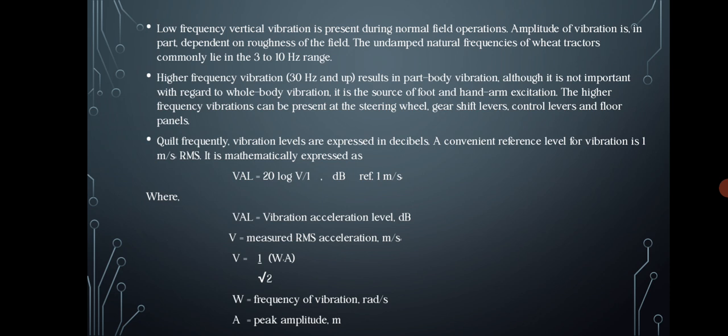The higher frequency vibrations can be present at the steering wheel, gear shift levers, control levers and the floor panel. Quite frequently vibration levels are expressed in decibels. A convenient reference level for vibration is 1 meter per second squared RMS. It is mathematically expressed as the given equation.